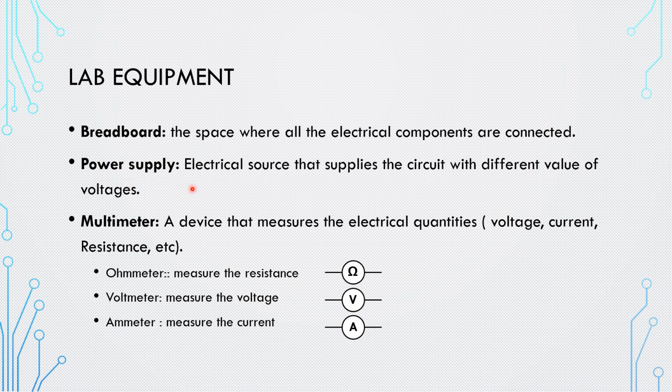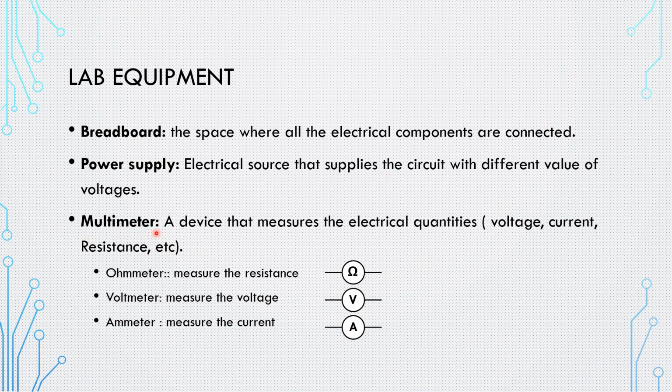The power supply is considered an electrical source, like a battery, but the battery, as explained in the first lecture, has a fixed value of voltage, while the power supply can supply different values of voltage, and I can supply more than the battery.